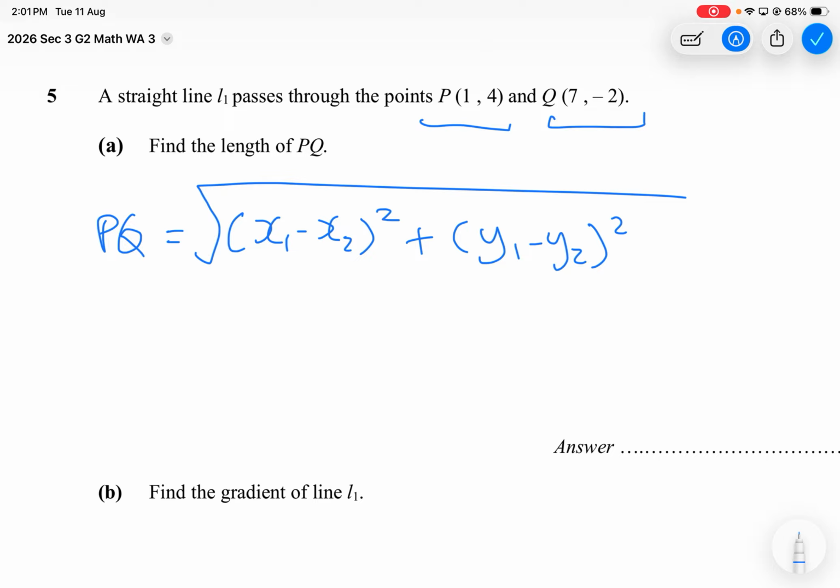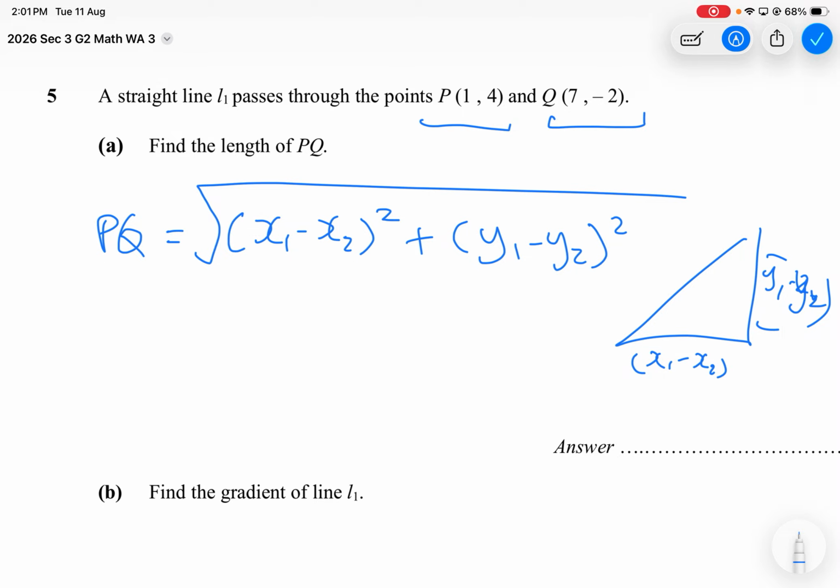Difference in x squared, difference in y squared. Why is this minus? Because of Pythagoras theorem. Here is y1 minus y2. Here is x1 minus x2.